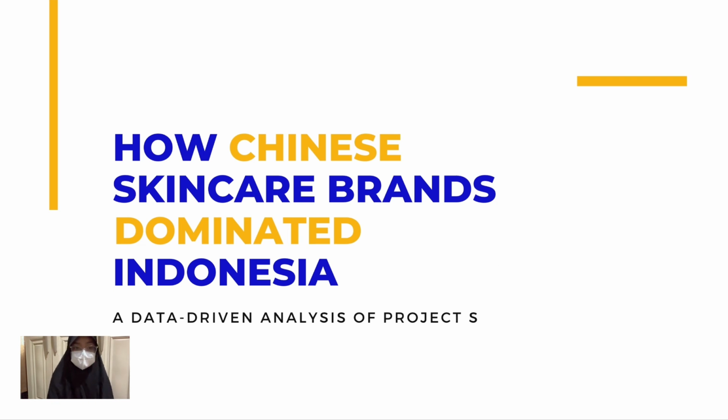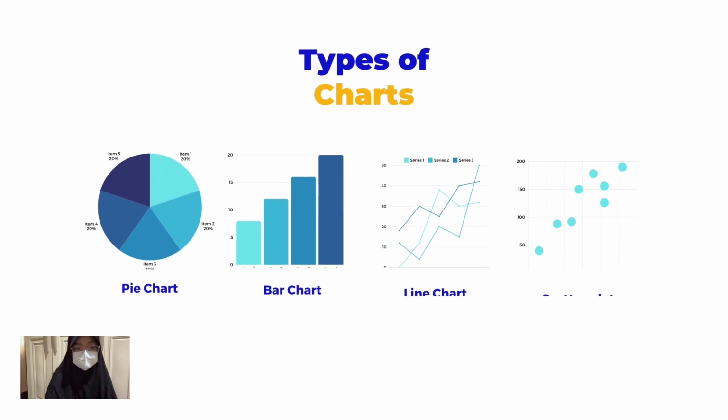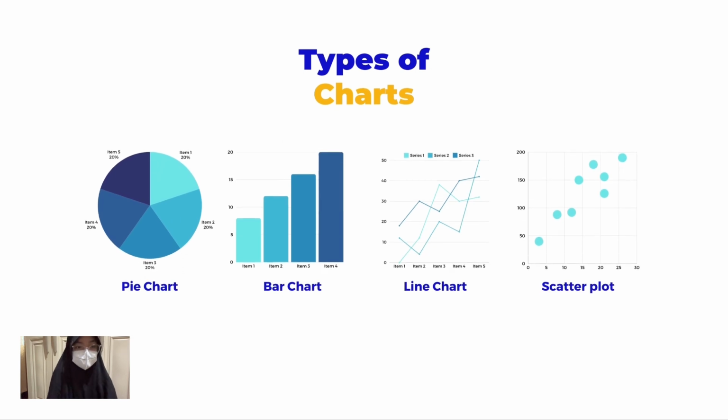Before we analyze the skincare boom, let's first understand the different types of charts used in data representation. Charts help us visualize numbers and trends in a way that is easier to grasp. So, here are the main types. First, we have pie charts. Pie charts show proportion within a whole. We will use pie charts to compare market share between local and Chinese skincare brands in different years.